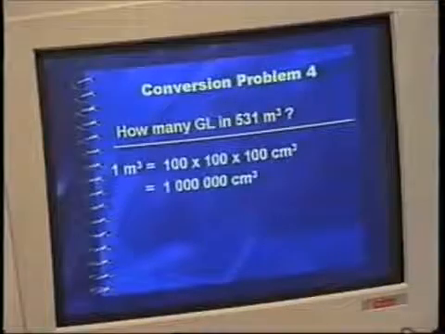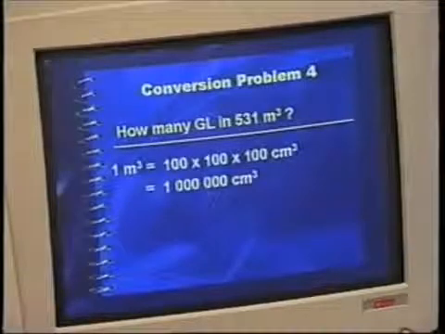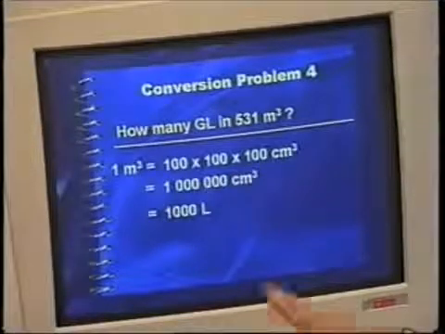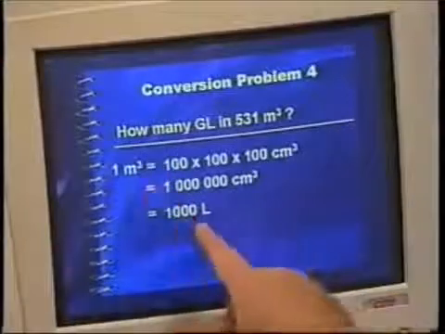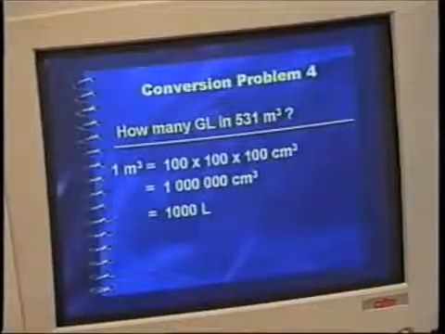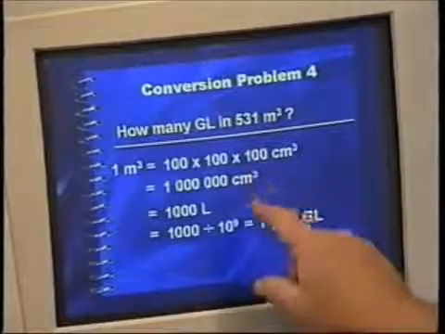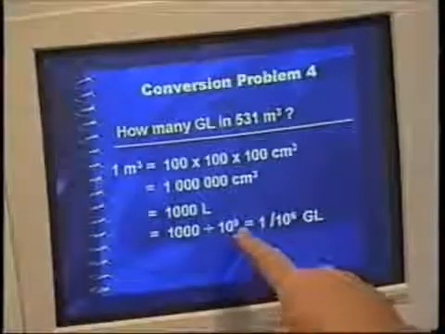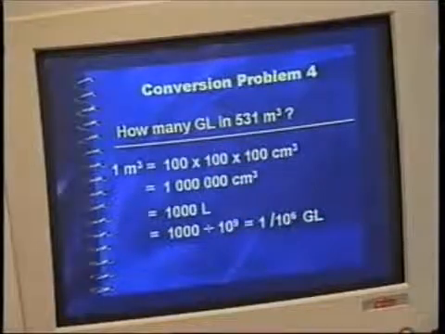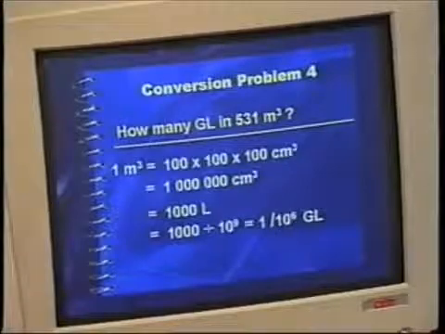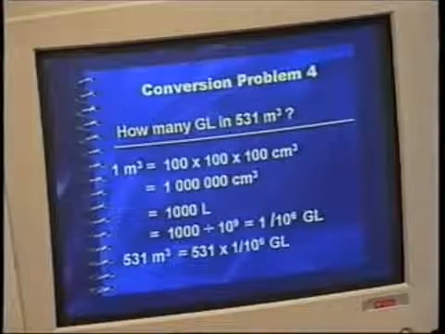Why do I change it to cubic centimeters? Well, a cubic centimeter, 1,000 of those make 1 liter, so I get 1,000 liters. And that's not a bad thing to remember, that 1 cubic meter is equal to 1,000 liters. We want to know how many gigaliters there are. Well, we have to divide by 10 to the power of 9, because the giga is related to 10 to the power of 9. But we've got already 1,000 liters, so it's really divided by 10 to the power of 6.